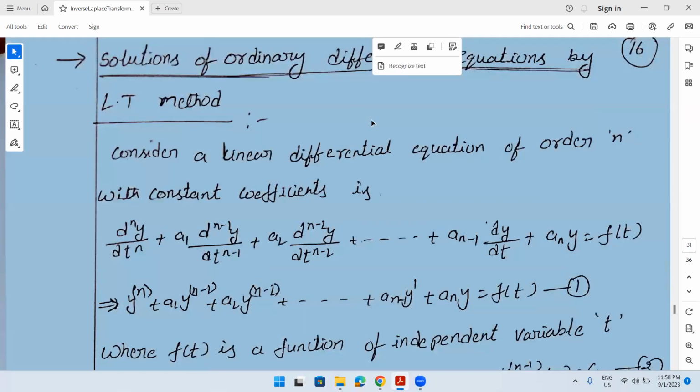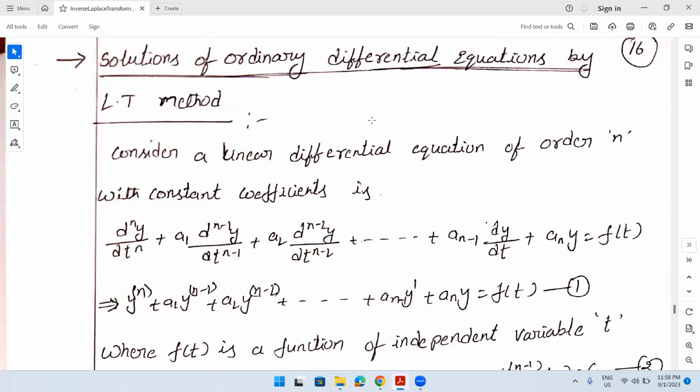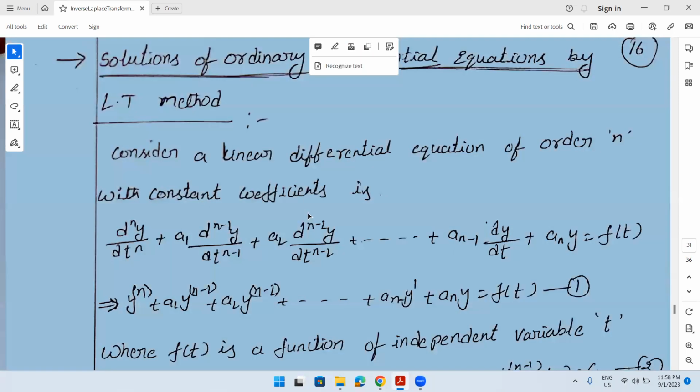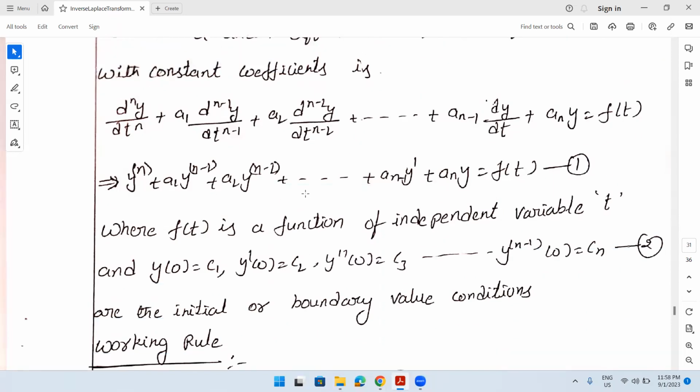So we have seen a basic method, that is yc plus yp, that is complementary function plus particular integral. But we do a different form. Consider a linear differential equation of order n with only constant coefficients; we can solve it. Variable coefficients it's not possible.